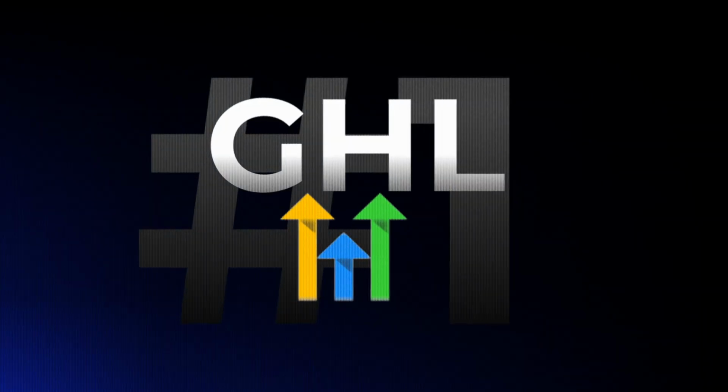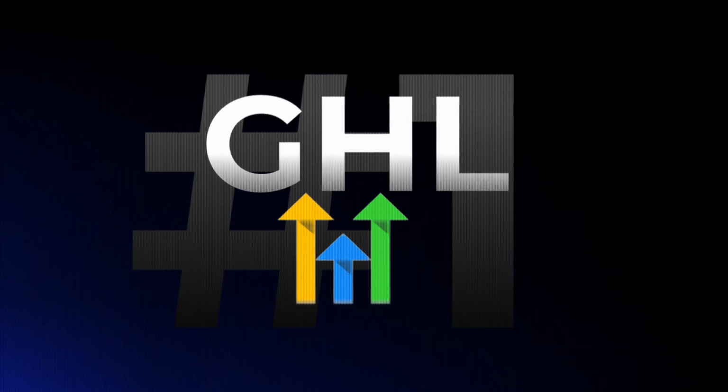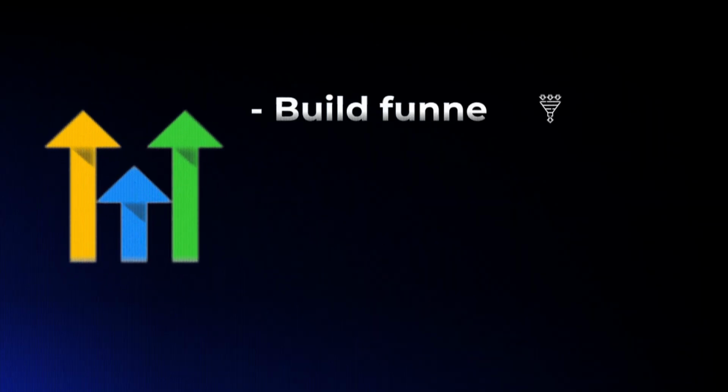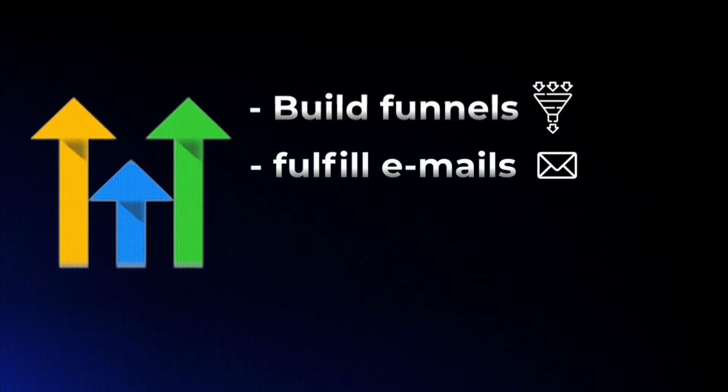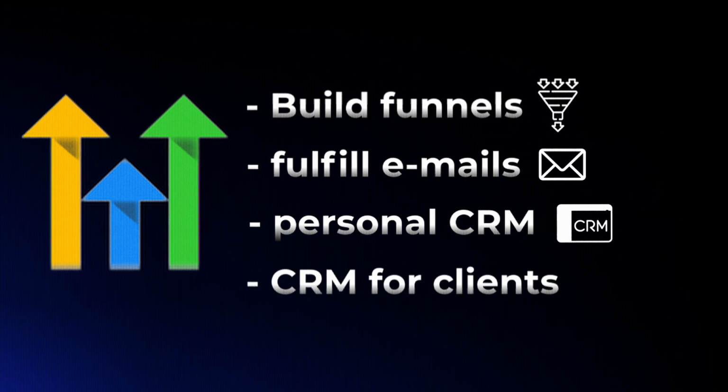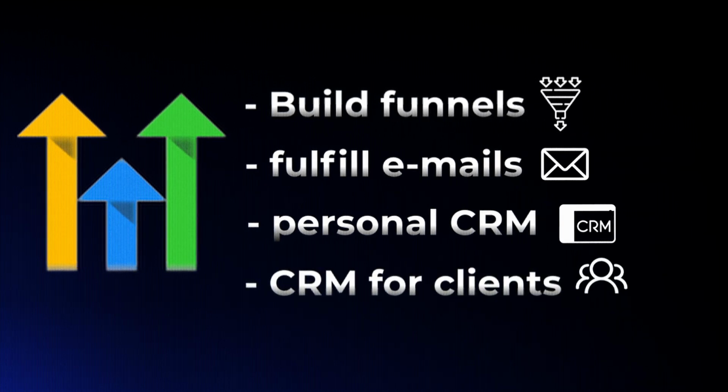Tool number 1 is Go High Level. GHL or Go High Level is really the all-in-one toolbox for agency owners, and it's probably the biggest quantum leap in service delivery that SMMA has ever seen. It can help you do everything from build funnels to fulfill on emails on the back end of those funnels, to even being a CRM that you can use for your own agency or your clients can use for the leads that you're generating for them.